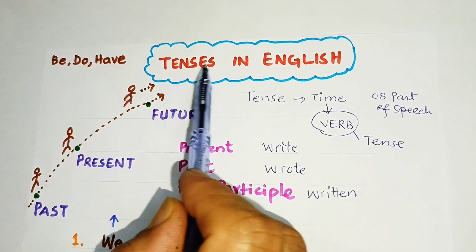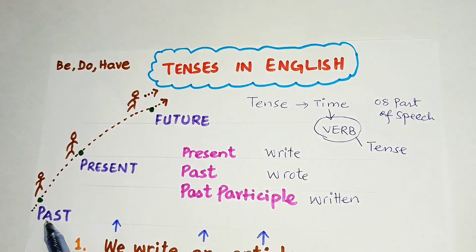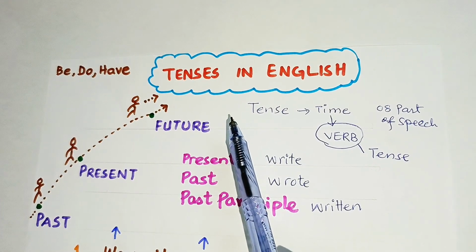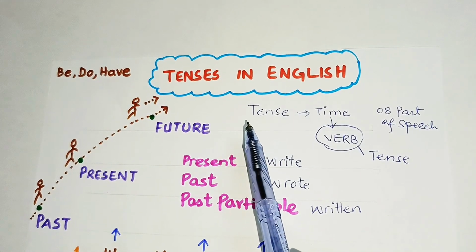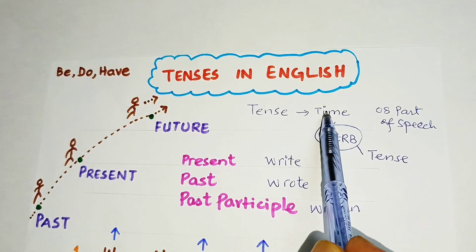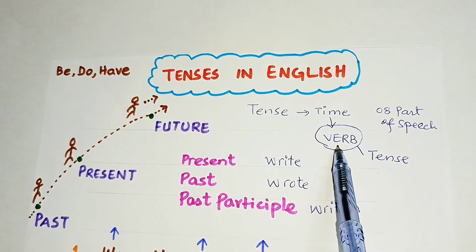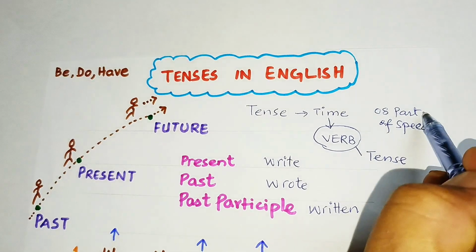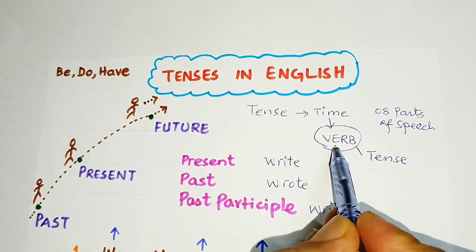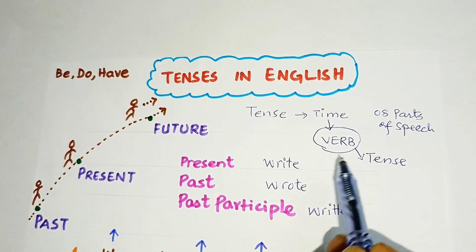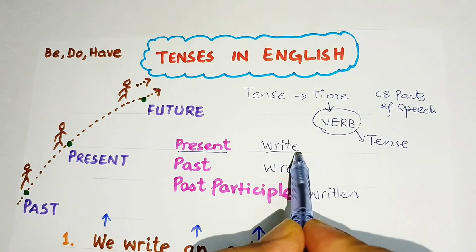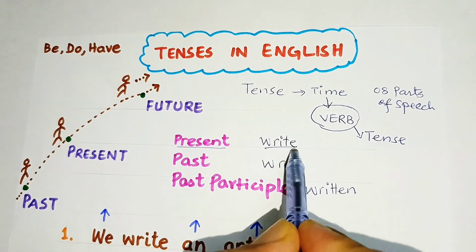Hi, tenses in English. We know that there are three tenses. Why do we call them three? Because tense means time, and time is known from a verb out of the 8 parts of speech. So we can say that the verb is actually the tense. We can take an example: the present form of the verb is write, so this is present tense.